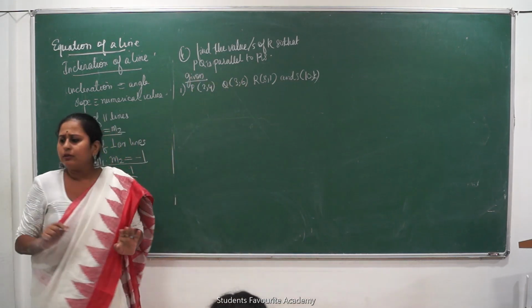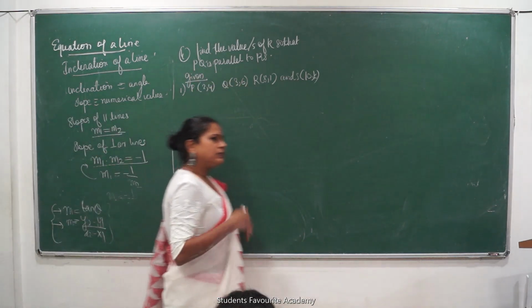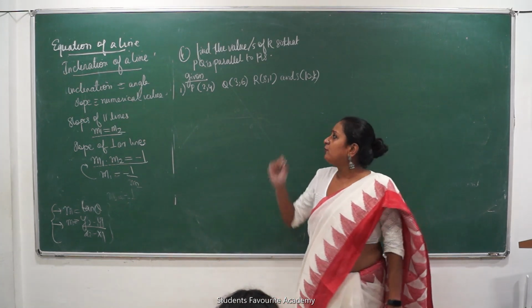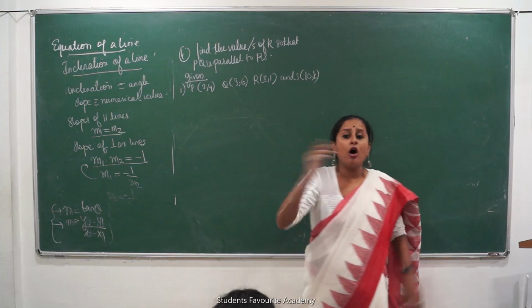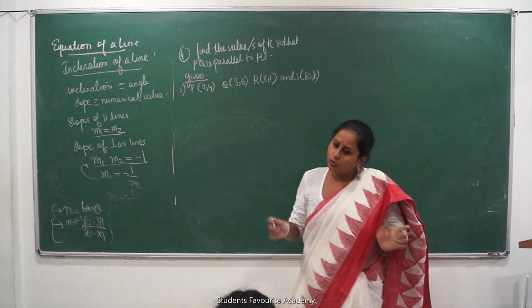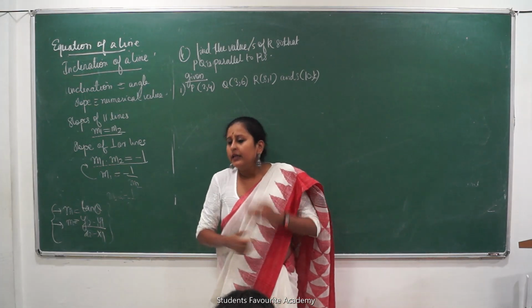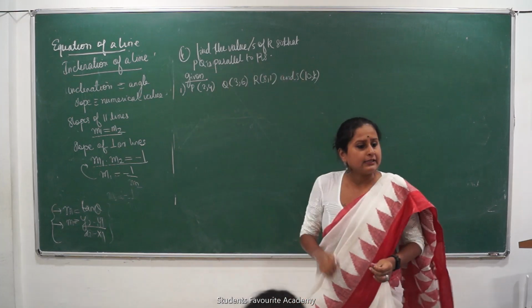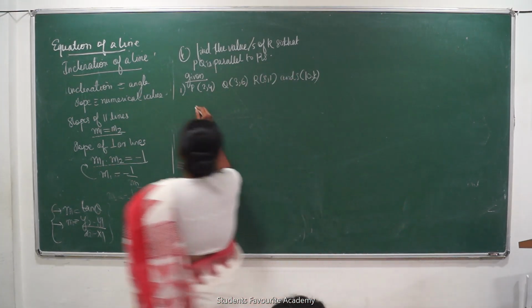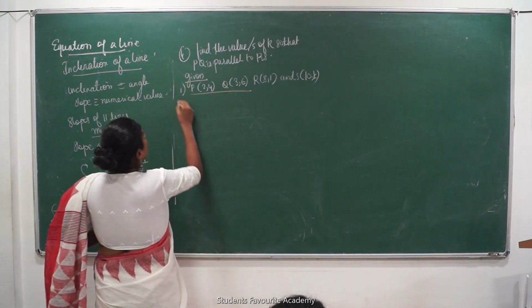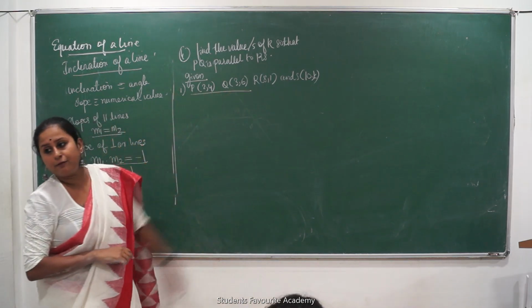So can we safely assume that I will have to find the slope of PQ and RS? Will the slope of both be the same? If PQ is parallel to RS, can I say the slope of both of these is going to be the same? So let me find the slope of PQ first. By what formula will we find the slope of PQ?